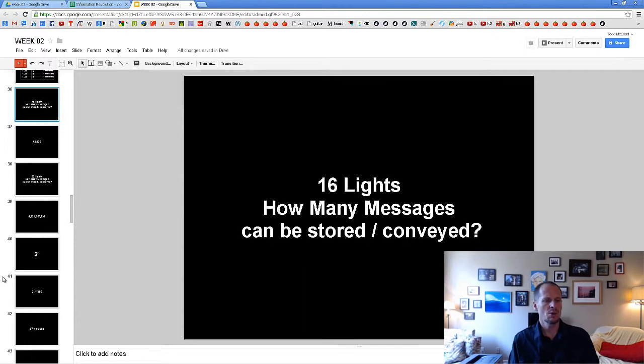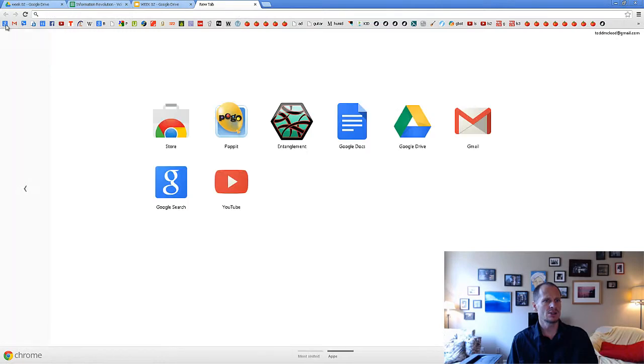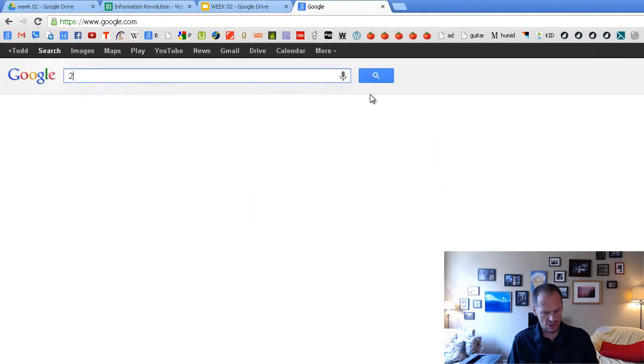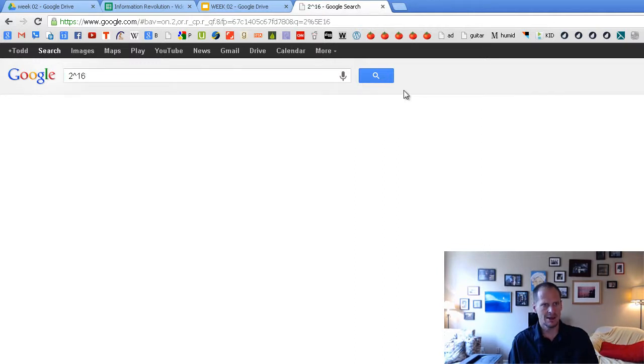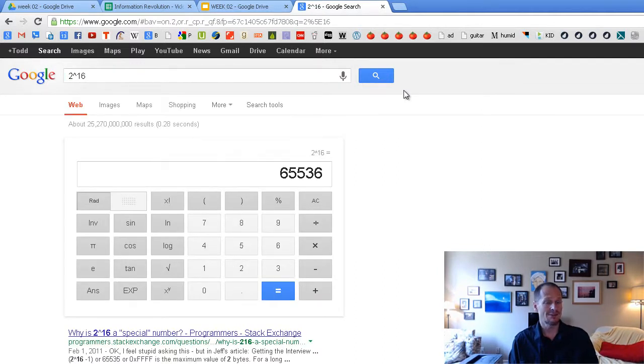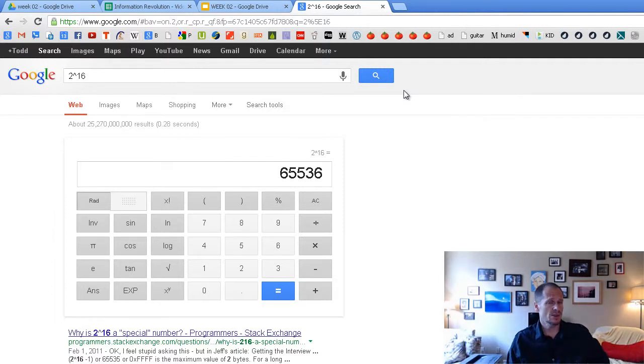Good for you. Remember, we want to use this equation right here. So 2 to the power of n. We could actually use Google to do that math for us. We could say 2 and then use that little caret character there to the power of 16. And that gives us 65,536 different possible combinations of on and off if we have 16 light bulbs lined up, right? There's 65,536 different possible combinations of on and off. So that means we could store 65,536 unique things in our coding scheme.